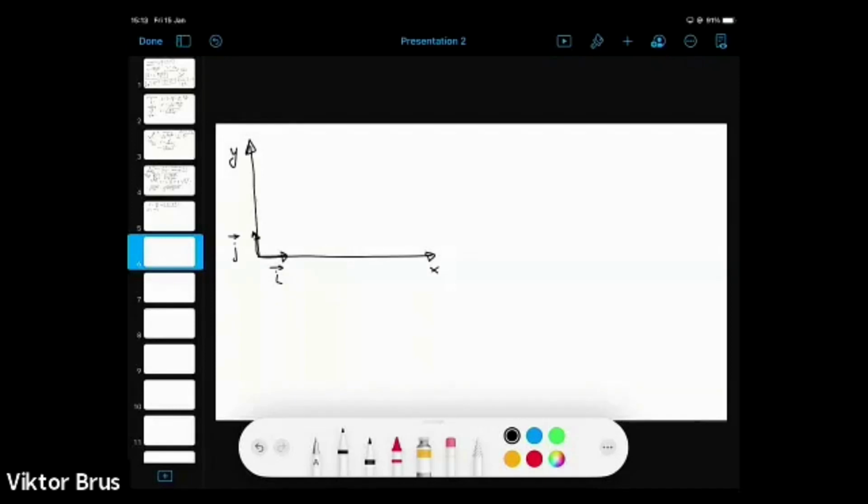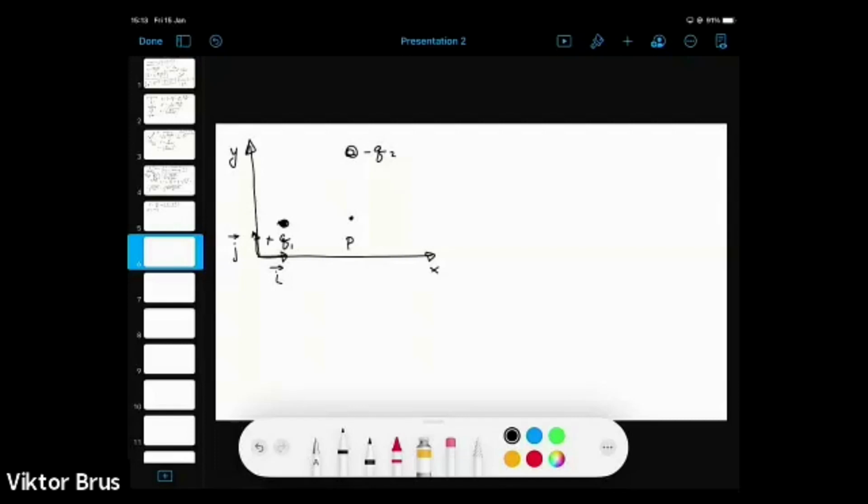And in this system of coordinates, we have two charges. Let's say a positive charge Q1 and another charge, let's say negative charge Q2. So let's say here is some point P where we want to determine the electric field vector. So obviously we have to do it step by step.